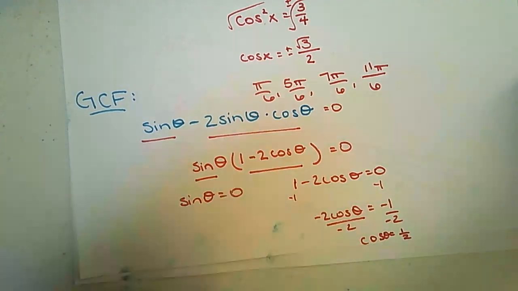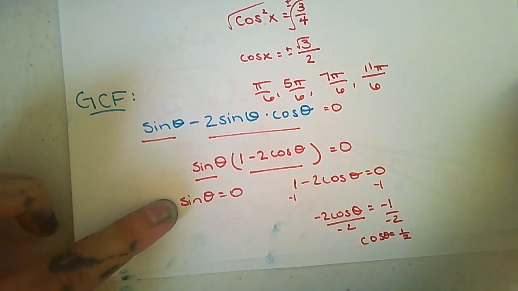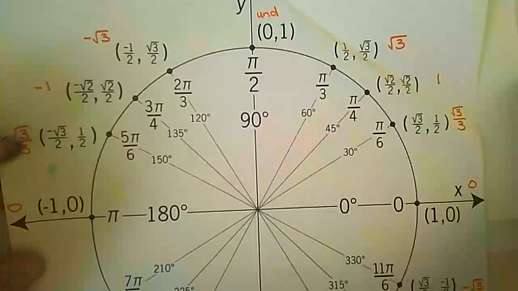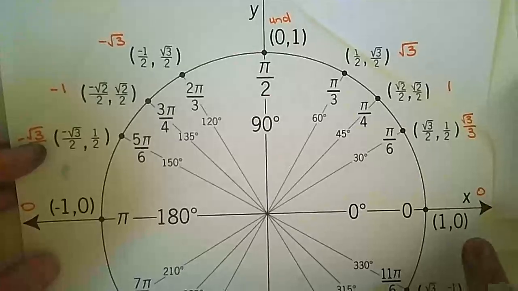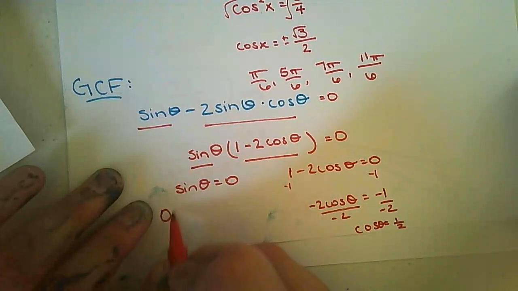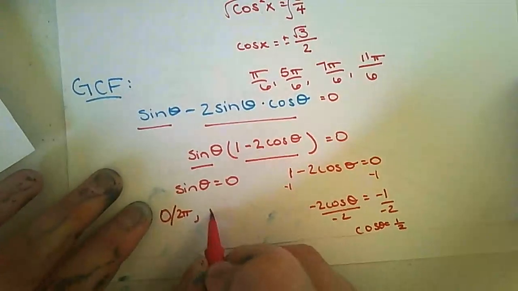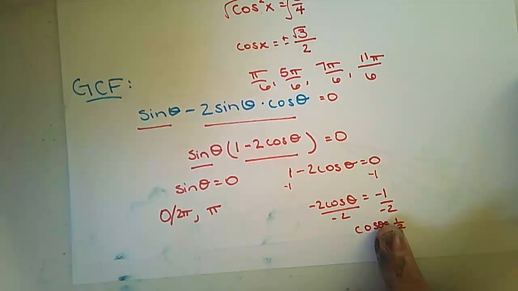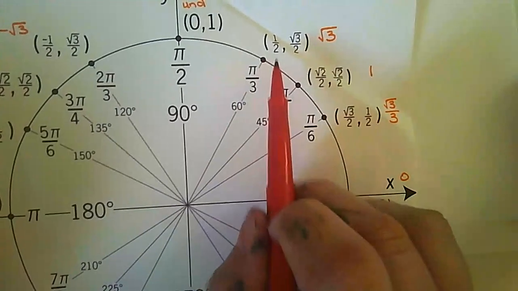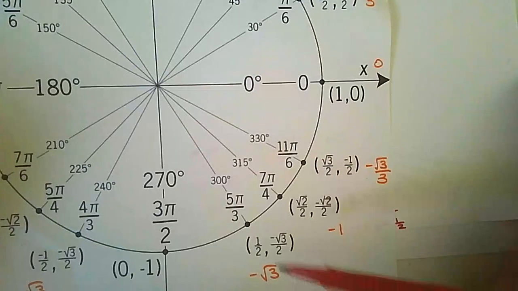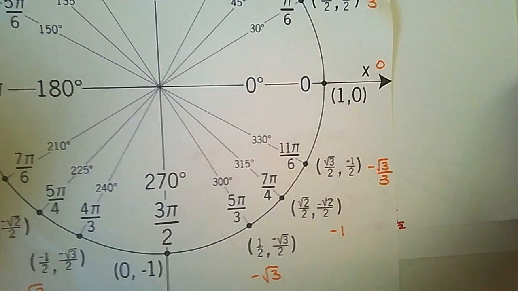So using my new unit circle, I need to find all of the places where sine, and remember sine is our y values, is 0. It looks like the y is 0 at both 0 or 2 pi and at pi. And then we also need to figure out where cosine equals 1/2. It looks like that happens at pi over 3, and it also happens at 5 pi over 3 as well.